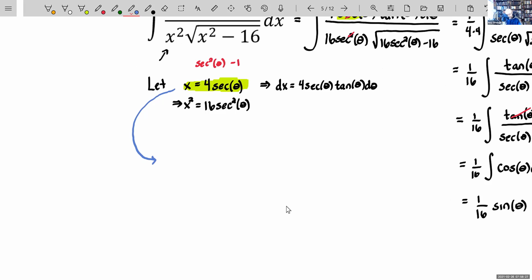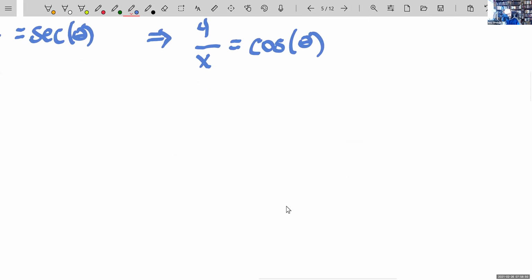So when you go to finish this, you note if x equals 4 secant of theta, then x over 4 is equal to the secant of theta. If you don't like to deal with secants, that's fine. Take the reciprocal. That just implies 4 over x is equal to the cosine of theta. I personally like to not deal with the reciprocal functions, so I tend to just deal with cosines and stuff like that. Now draw a triangle.